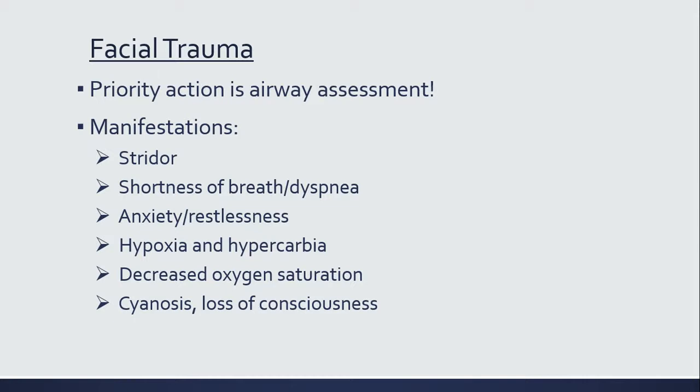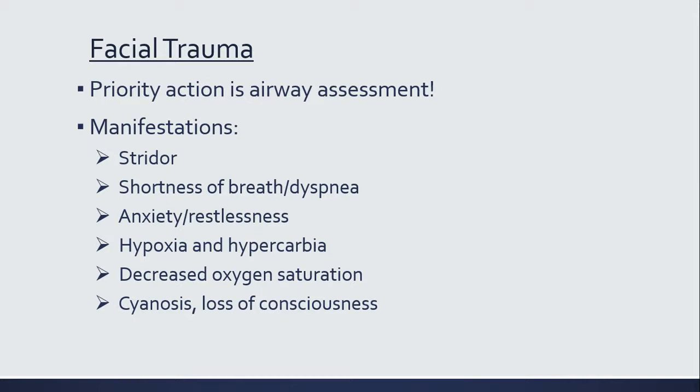All right. Other manifestations we look for: shortness of breath, anxiety and restlessness. Goes back to our cerebral hypoxia. Okay, signs that our brain is now being compromised, the brain tissue. All right, hypoxia and hypercarbia. Okay, why would hypercarbia? When would that be an occurrence? Yeah, so it's increased CO2.